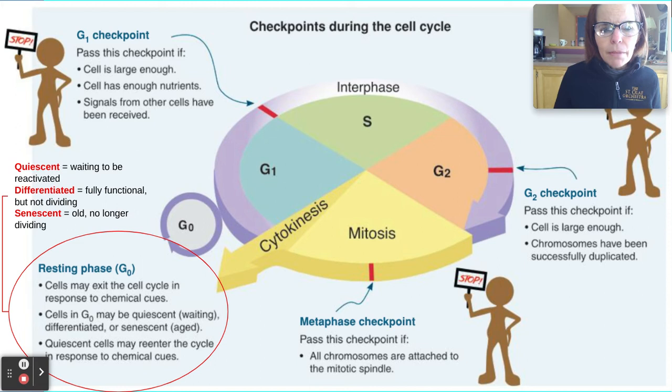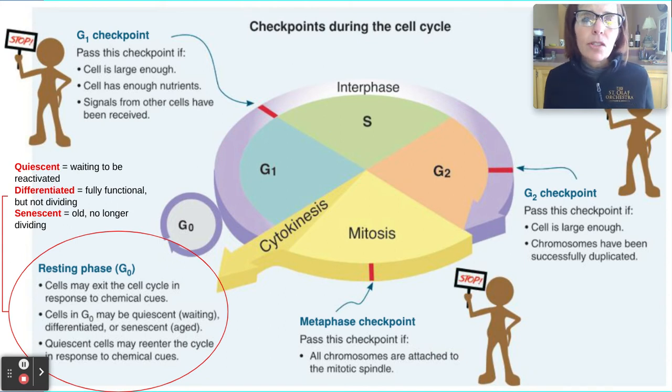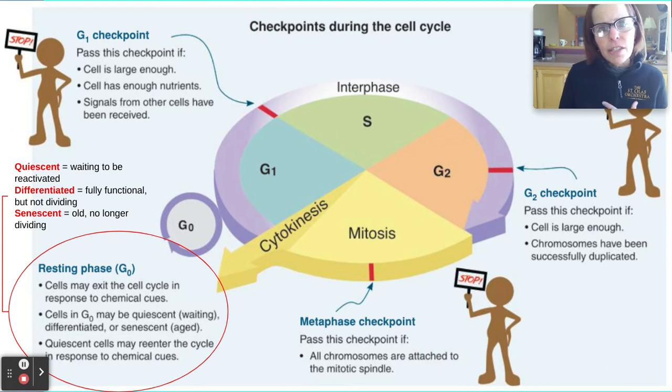So cells in G naught might be quiescent, which basically means quiescent means quiet. They're waiting to be reactivated. They may be differentiated. And what that means is that they're fully functional cells. They're just never going to divide again. So, a great example of that is like a nerve cell. Nerve cells are working fine, but they don't go back through cell division again. Or the cells that are in G naught might be senescent. So they're old, they're no longer dividing, they may have accrued damage in their DNA, their telomeres might be short. We're going to learn what telomeres are in just a minute.